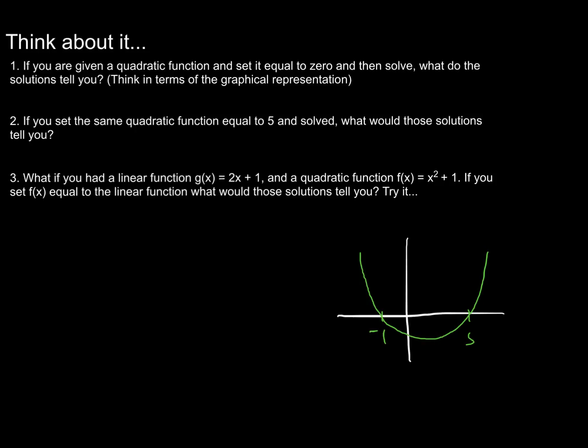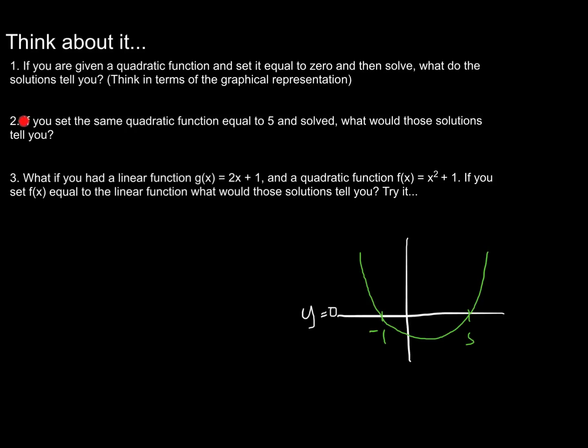In particular, that's where it intersects the line y equals 0, right? The x-axis is really the line y equals 0. Another way of thinking of this is, when we set our quadratic equal to 0 and solve, we're finding all the different x values where it intersects that line where y is equal to 0.